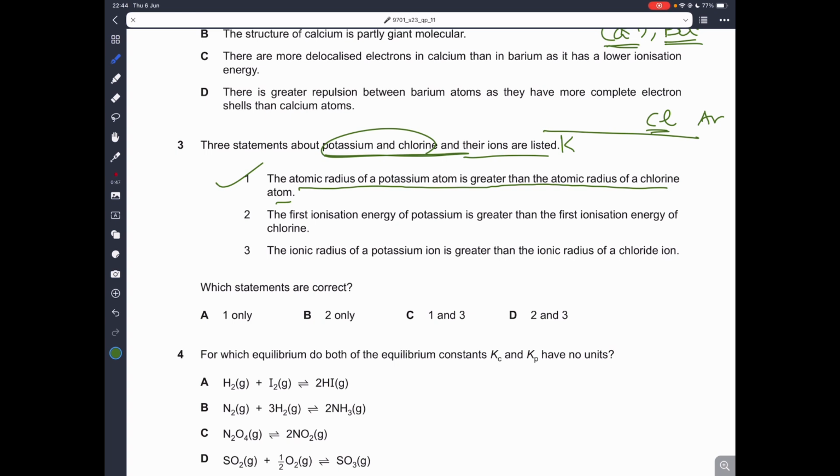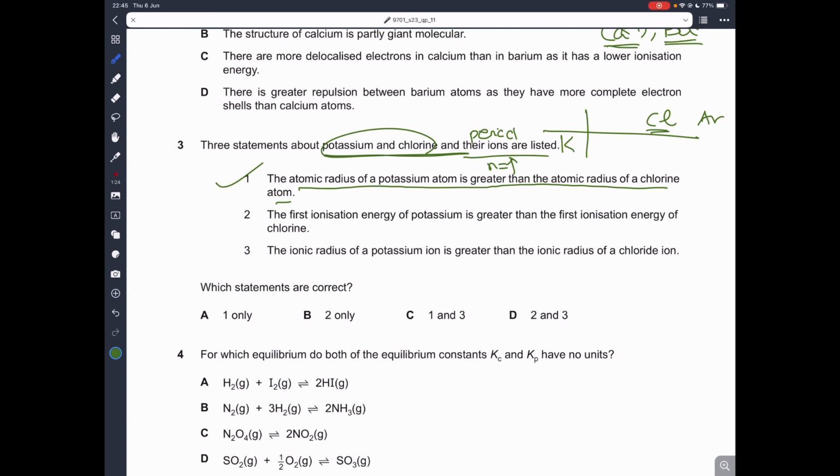Now, why is this? Well, because potassium is in a different period, there is an extra shell, period number four. Period number four means the principal quantum number n increases, and when that increases, the shielding effect increases. Therefore, the nucleus cannot strongly attract the outer valence electron. So potassium's atomic radius is going to be greater than chlorine's, because it cannot be strongly attracted.